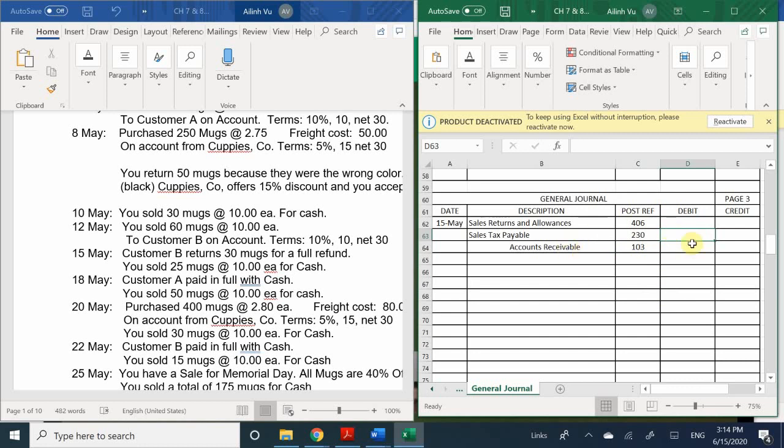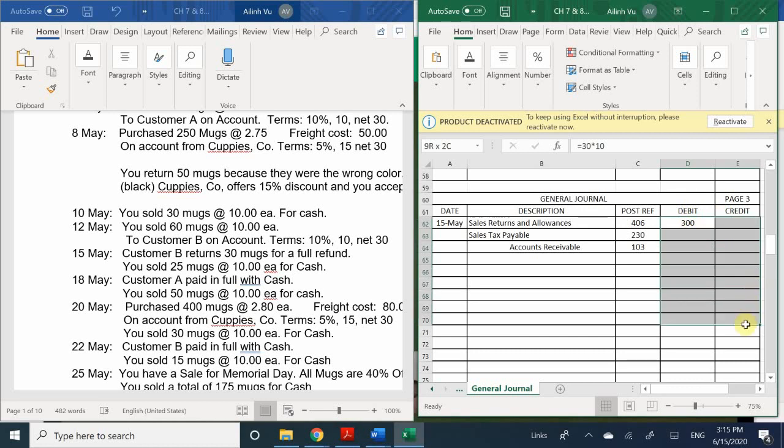All right. So, just looking at the information that we have, how much are we actually returning? So we are returning 30 mugs, you said? Customer B, yes, 30 mugs. Okay. Oh, yeah, you purchased 60 of them. Yes, he's returning 30. Okay, so how much should we sell him each cup for? What was that? $10 each. $10 each. So therefore, the amount of sales returns and allowances is going to be 300. Yes, 300 is correct.